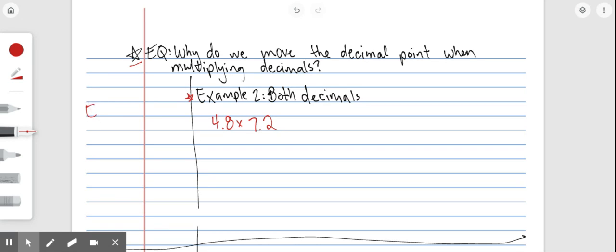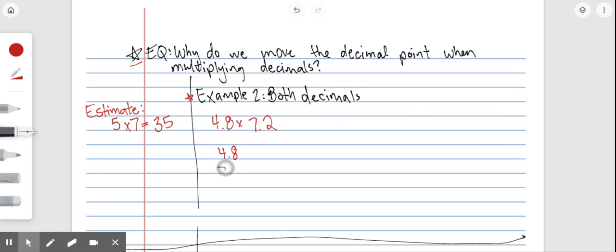I want to do the same thing that I did yesterday. I want to estimate so that I know if my answer is close enough or if I've messed something up. So 4 and 8 tenths is really close to 5. And then 7 and 2 tenths is really close to 7. So 5 times 7 is my estimate, which is 35. So I want my answer to be close to 35. So if it's like 34 or 36 or something in between, it will be really, really close. I just don't want a really big number or a really small number.